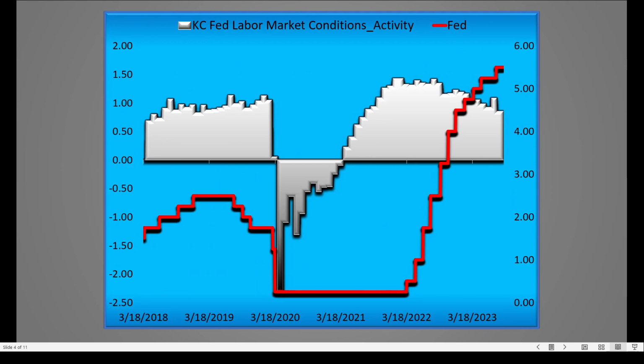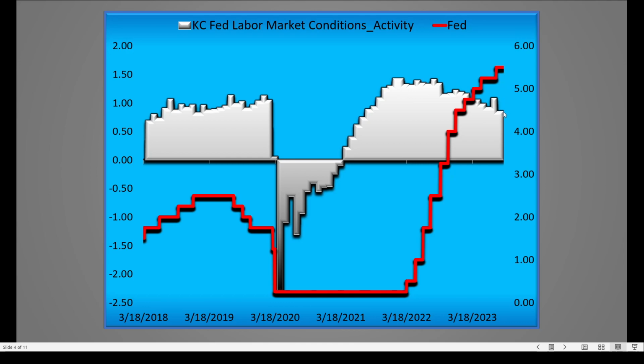Here is the Kansas City Fed labor market conditions indicator against the Fed funds. Now, of course, higher interest rates always put a strain on the labor market. And we can see when we had numbers on this indicator around 0.8 to 1, 1.1, that federal funds were around 2.25, 2.5%. However, following this very brief but very dramatic stock market crash in March of 2020, now we see Fed funds at the 5.50 level.